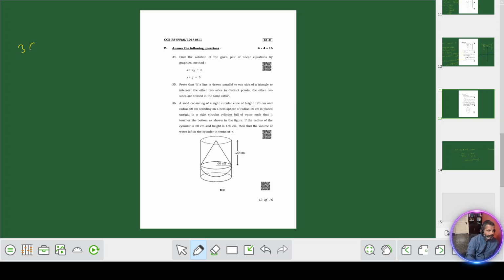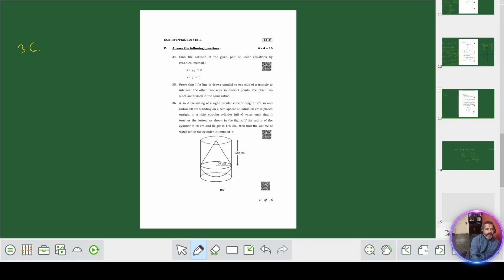Sixth one. A solid consisting of a right circular cone of 120 centimeter height and radius 60 centimeter, standing on a hemisphere of 60 centimeter radius, upright in a right circular cylinder full of water, such that it touches the bottom of the cylinder as in the figure. If the radius of the cylinder is 60 centimeter, height is 180 centimeter, find the volume of water left in the cylinder in terms of pi. So no need to substitute the value of pi.